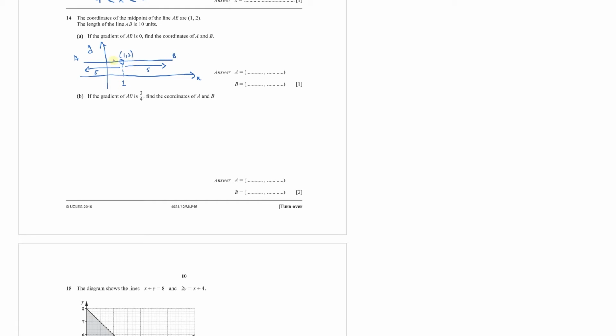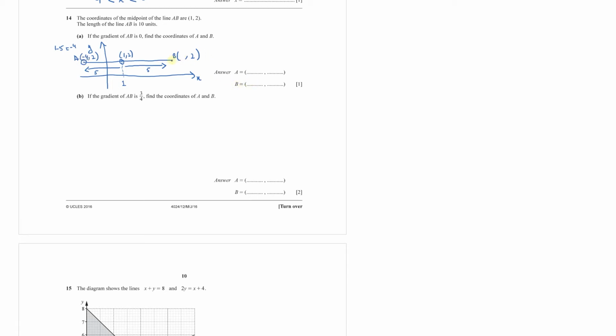So since this line is parallel to x, we know that the y coordinate of both A and B won't change. So A would be something comma 2, and B would also be some x value comma 2. To find the x value, we move 5 points to the left. So this value here would be 1, which is the point here. And then we move 5 to the left, which means 1 minus 5, which is equal to negative 4. So this x value here is negative 4. So this is your point A.